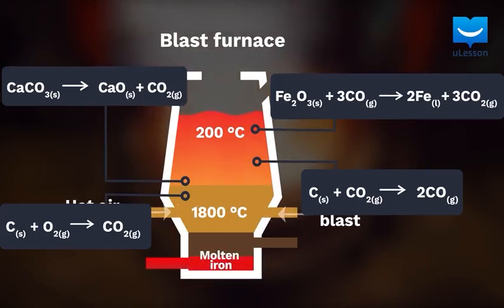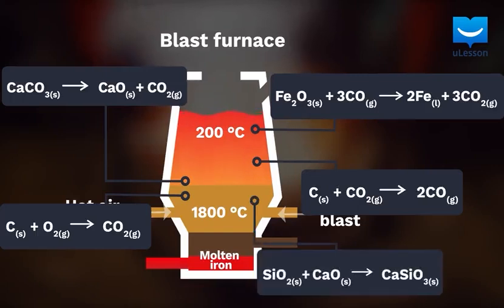The calcium oxide produced during the decomposition of limestone helps to remove silicon 4 oxide, which is an impurity removed in the form of calcium trioxosilicate 4. The calcium trioxosilicate 4 and other impurities present in the ore also settle at the bottom of the furnace as molten slag, where it floats on top of the molten iron. Both the molten slag and iron can then be tapped off separately.